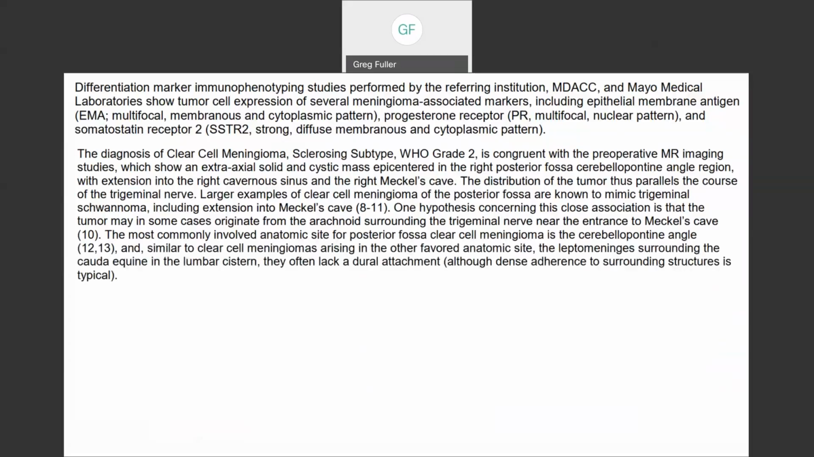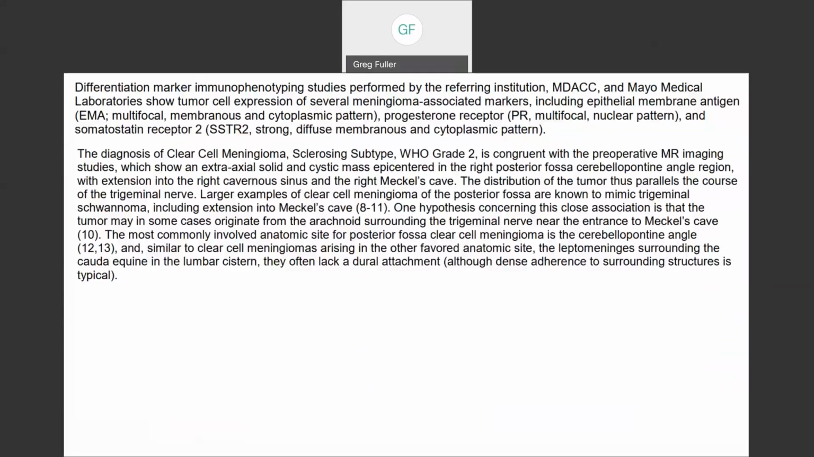All right, the most commonly involved anatomic site for posterior fossa clear cell meningioma is the cerebellopontine angle. And similar to clear cell meningiomas arising in the other favored anatomic site, the leptomeninges surrounding the cauda equina in the lumbar cistern, they often lack a dural attachment, as in the present case. Although dense adherence to surrounding structures is typical, as was also true of the present case.